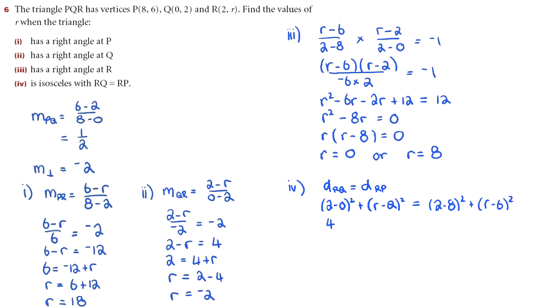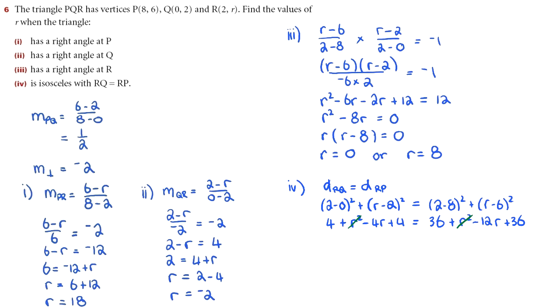Okay, if we look here, we can expand the brackets. The 2 squared becomes 4. r minus 2 squared is r squared minus 4r plus 4. 2 minus 8 is negative 6 squared is 36. And we've got r minus 6 squared is r squared minus 12r plus 36. There's r squared on both sides, so we can cancel that out.